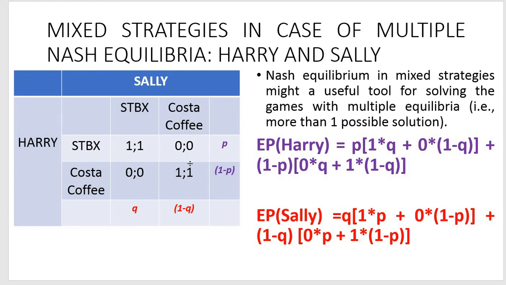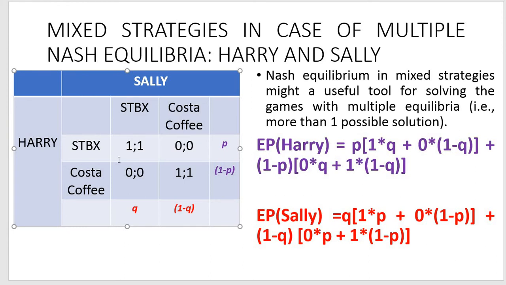So here, basically, you just do the same. Let's start with Harry. For Harry, the expected payoff will be equal to 1 times P times Q plus 0 times (1 minus Q) times P plus (1 minus P) times 0 times Q plus (1 minus P) times 1 minus Q. I already simplified this expression for P and 1 minus P terms, so this gives the expected payoff for Harry associated with Starbucks and the expected payoff for Harry associated with Costa Coffee.